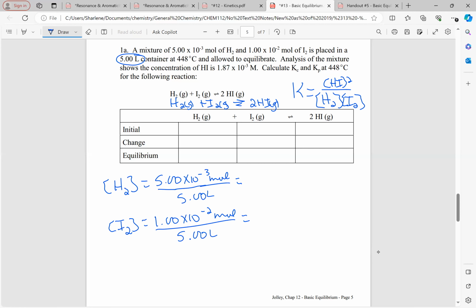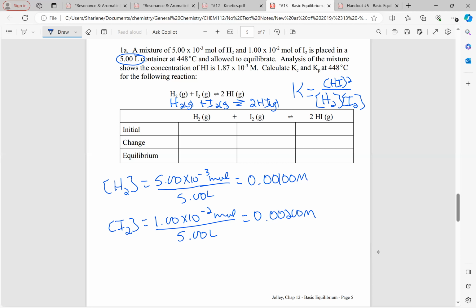All right, now let's look at that HI number. Analysis of the mixture shows the concentration of HI. So that one's already a concentration. I just need to worry about these two. And 5 times 10 to the negative 3 divided by 5 is 0.00100 because I get 3 sig figs. Check. And the next one, 1 times 10 to the negative 2 divided by 5. Do a check.